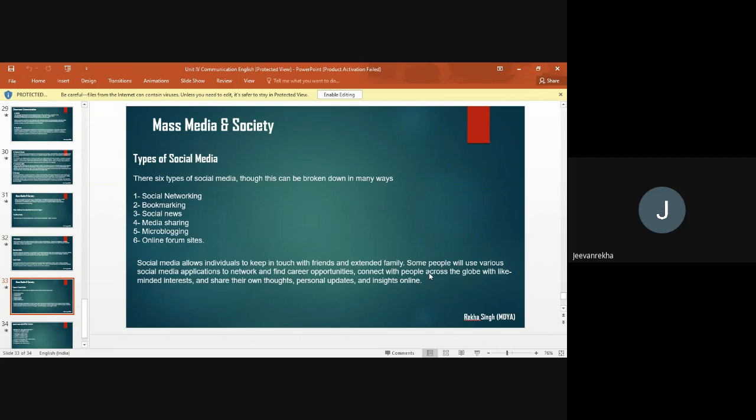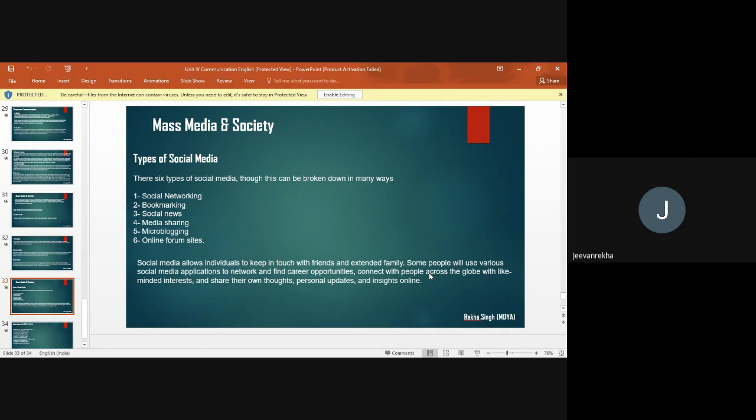Mass media and society, types of social media. There are 6 types of social media, though this can be broken down in many ways: social networking, bookmarking, social news, media sharing, microblogging, online forum sites. Social media allows individuals to keep in touch with friends and extended family. Some people use various social media applications to network and find career opportunities.